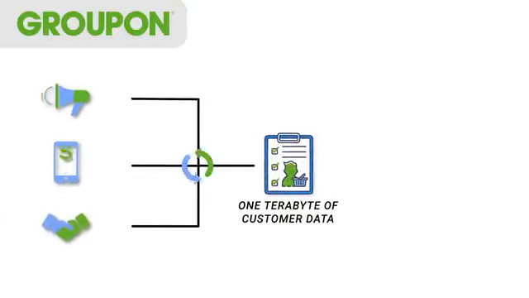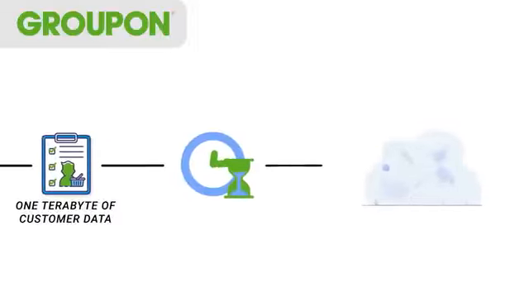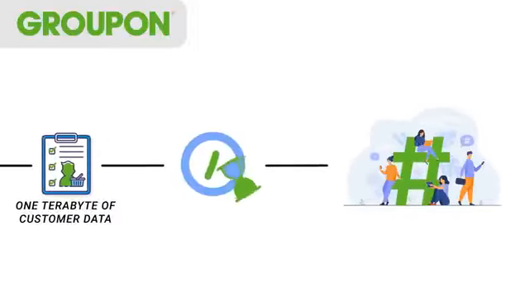The first is Groupon. Groupon aligned their marketing efforts, such as ad campaigns and sales offerings, closer to their customers' preferences by data mining 1 terabyte of customer data. This data was analyzed in real time and helped the organization identify emerging trends within their audience segment that they could leverage.